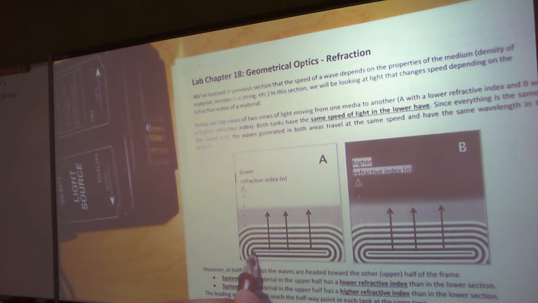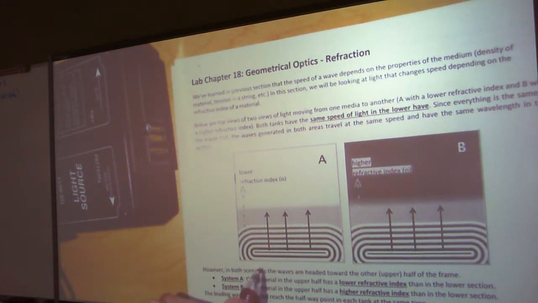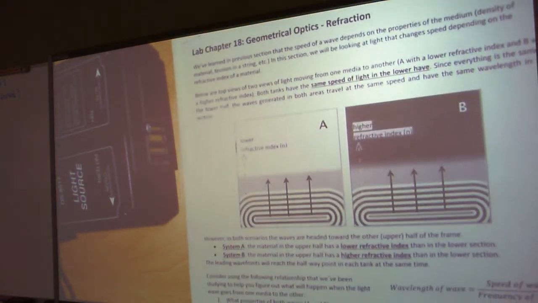We talked about which one of these shows the wave fronts and which one shows rays. Which ones are the rays? The rays are the arrows in the direction of motion. Wave fronts are the circular ones. So these wave fronts are moving at the same speed, and they move, one into a lower refractive index and one into a higher refractive index.